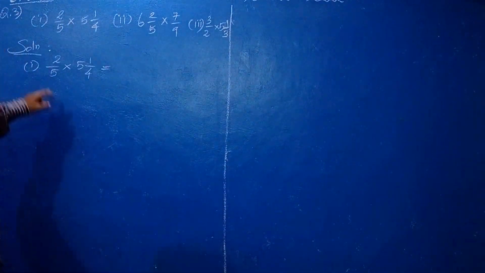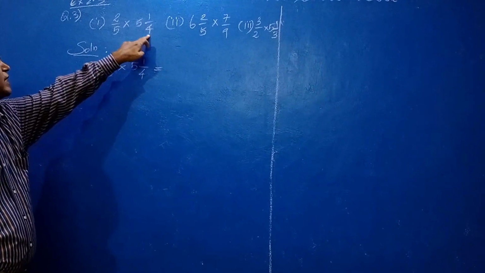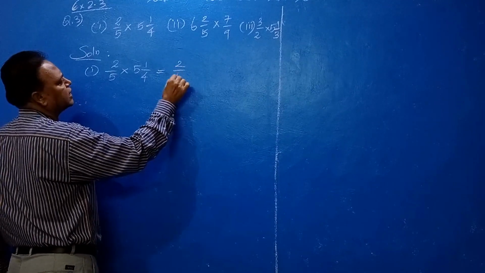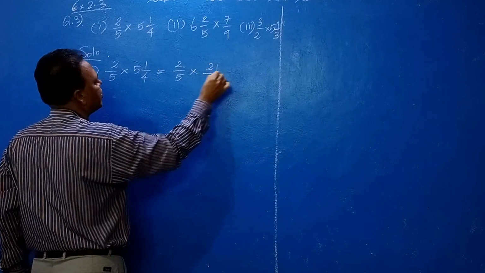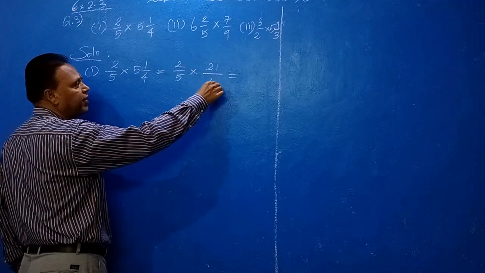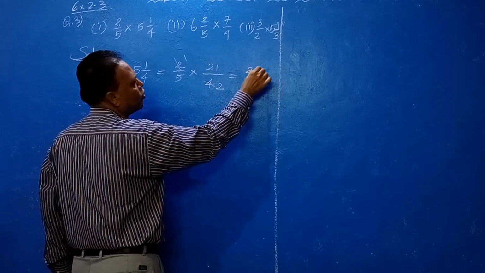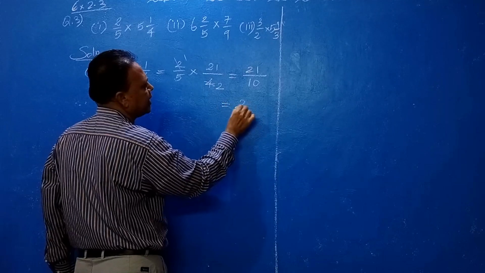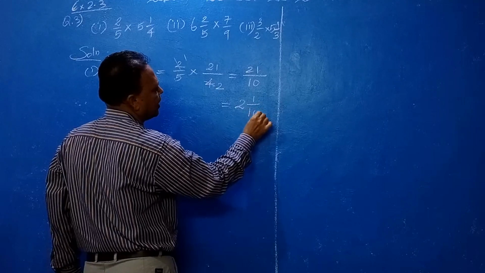You see the next problem. Third problem. First problem you see, 2 by 5 into the mixed fraction 5 1 by 4. Change into an improper fraction. That means multiply 20, 20 plus 1 is 21, 21 by 4. Now you see here you have a common factor. In the 2 table, it will go one time, it will go 2 times. So 1 into 21 is 21 by 2, 5 into 2 is 10. So 2 times can divide. That means 2, the remainder is 1. 2 1 by 10.